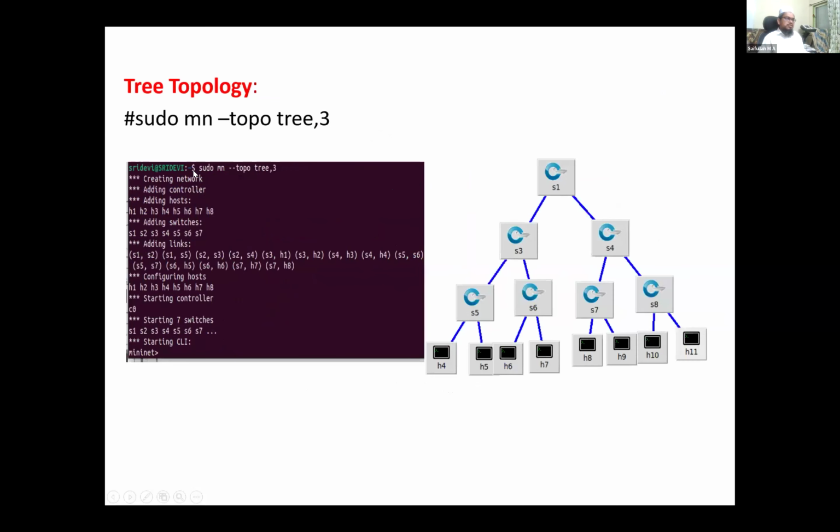Other topologies are available. In the tree topology, switches are connected like this, and in the end, hosts are connected. When we say sudo mn --topo tree,3, it will start with a 3-layer tree. It will show all the connections, and it will start the devices.